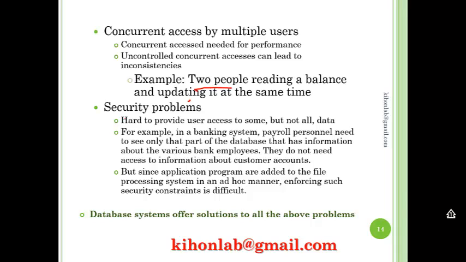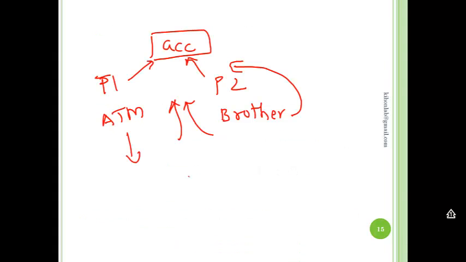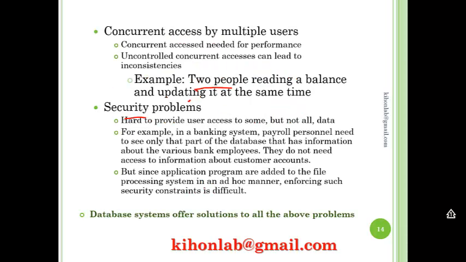The next drawback is the security problem. It is hard to provide users access to some data. There was no security or very little security in the flat file systems, because you are plainly storing the data, ID, name, or whatever the details of the student, customer, or any system, but there are no checks, no constraints. Here you can observe that we have checks and constraints, so we are trying to provide more and more security. These are some of the drawbacks of the flat file system compared to a database system. The database system helps us provide solutions for the above problems.